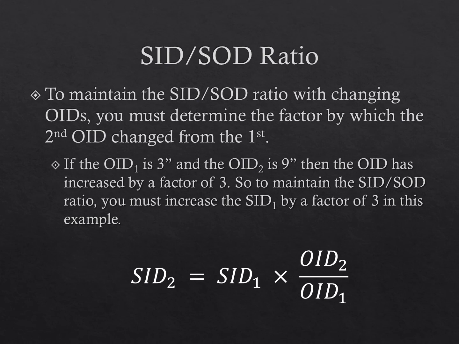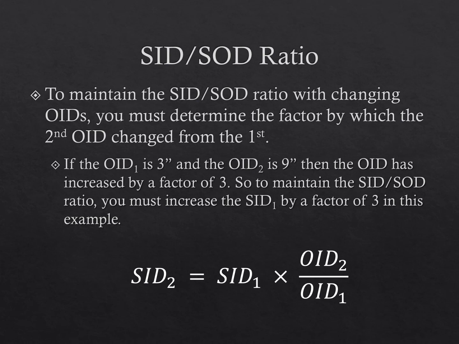So let's look at this in relationship to a question. If the OID1 is 3 inches and the OID2 is 9, then the OID has increased by a factor of 3. If my SID originally was, let's say, 40 inches, at 3 inches of OID, and now I'm going to 9 inches, then 9 divided by 3 times 40 will give me my new SID. So if my first SID was 40, my new SID with a 9-inch OID would now need to be 120 inches.